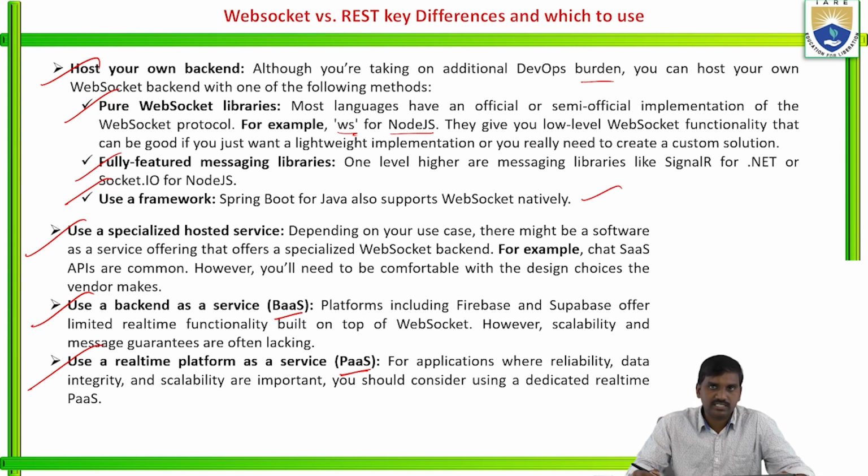And fully featured messaging library: one level higher are messaging libraries like SignalR for .NET, or Socket.IO for Node.js. That is the second one. And use a framework. Spring Boot for Java also supports WebSocket natively. That is the third one. So these are the three under host your own backend.